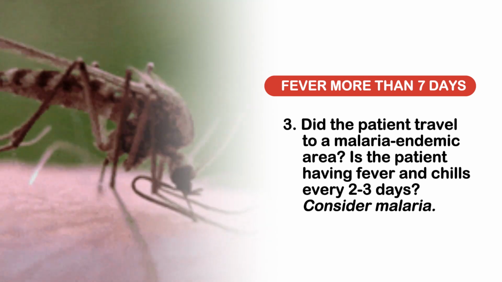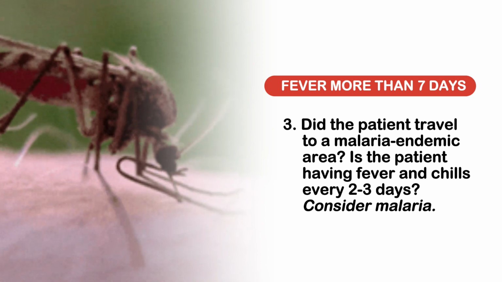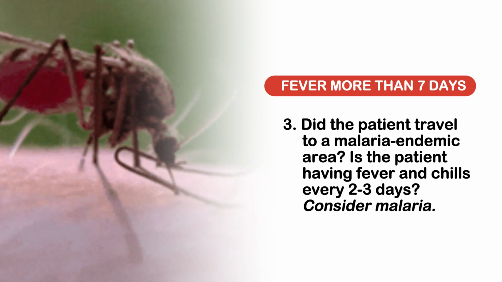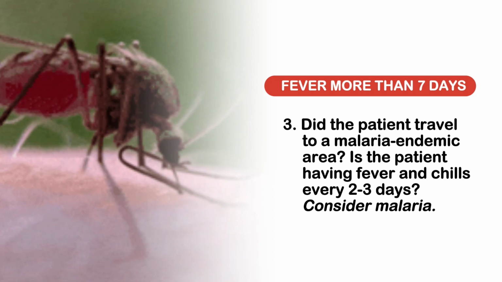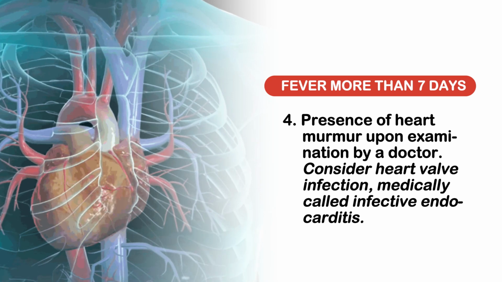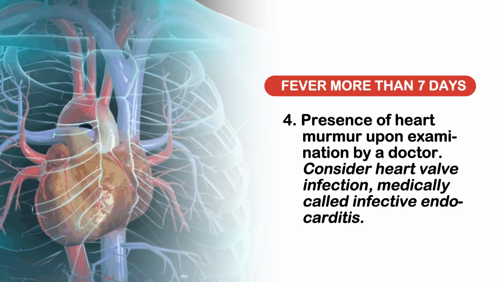Number 3, did the patient travel to a malaria endemic area? Is the patient having fever and chills every 2 to 3 days? Consider malaria. Number 4, presence of heart murmur upon examination by a doctor. Consider heart valve infection, medically called infective endocarditis.